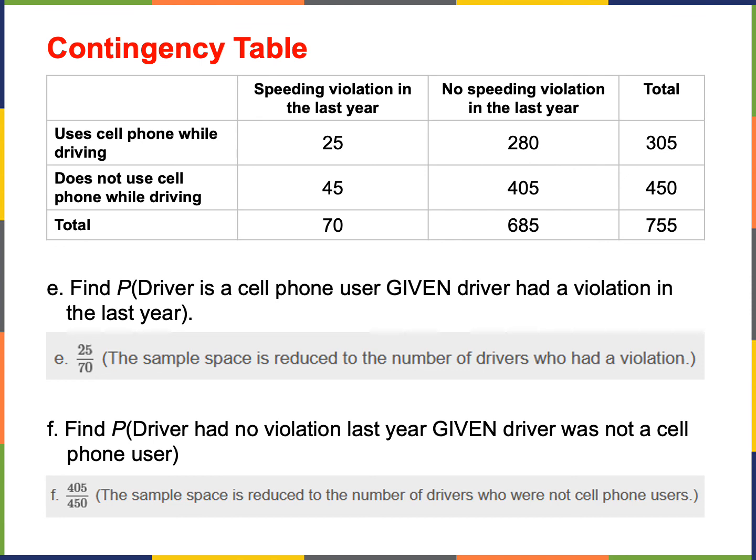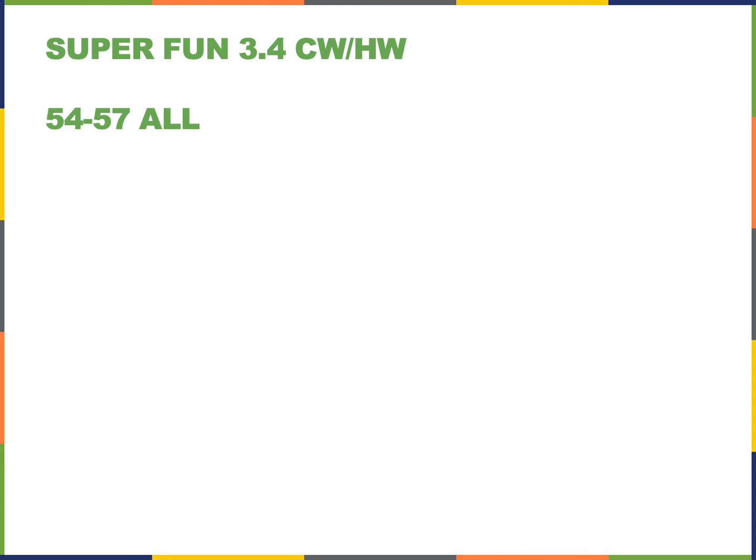And that's pretty much it for contingency tables. Pretty short and sweet. And this is your homework, 54 through 57 all.